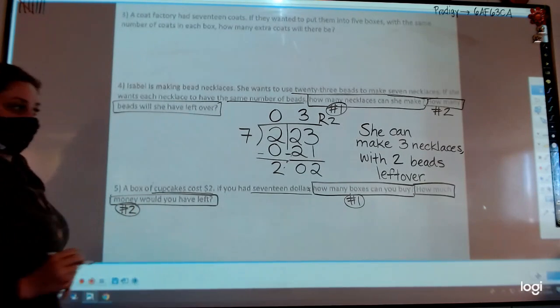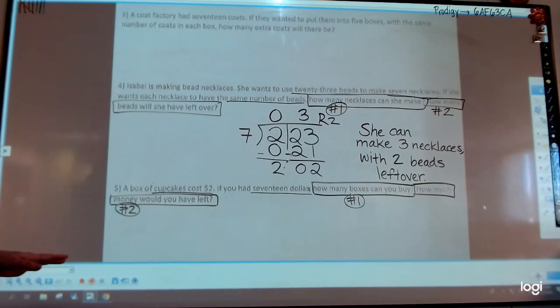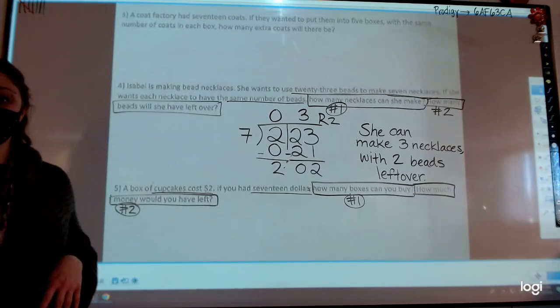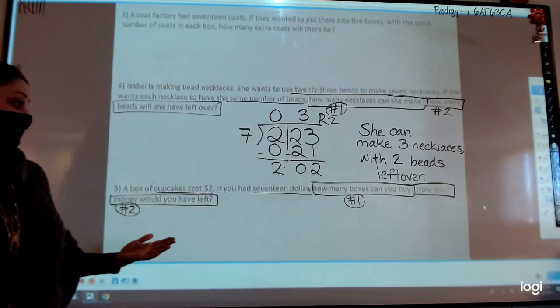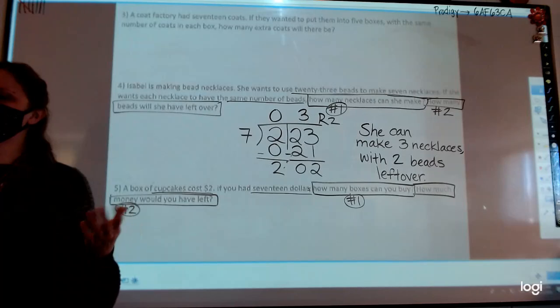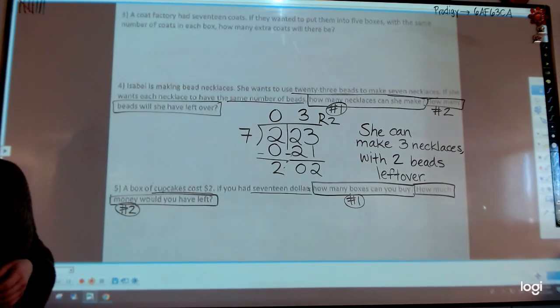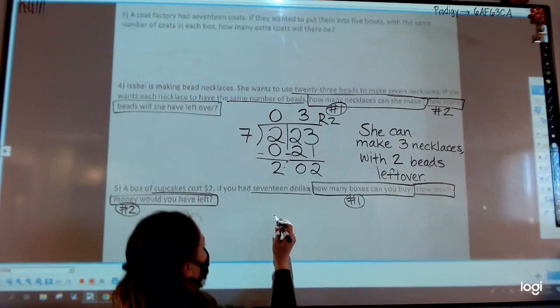Okay. So I know what's important, and I know I have 2 questions to solve. Now, what is my first step in solving my problem? I have $17. Cupcakes cost $2 a box. How many can I buy? Chloe, what do I do? I divide 17 divided by 2.